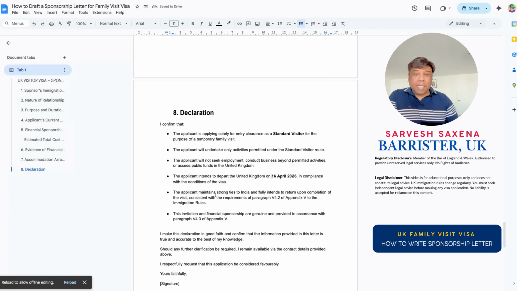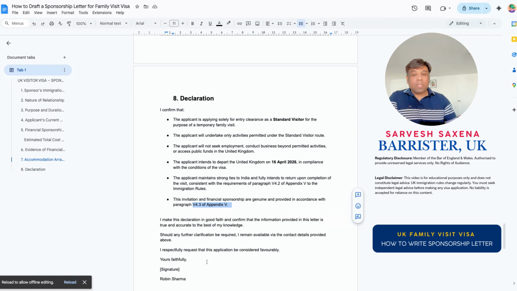The applicant maintains strong ties to India and fully intends to return upon the completion of the visit, consistent with the requirements of V4.2. The invitation and financial sponsorship are genuine and provided in accordance with V4.3. I make this declaration in good faith, confirm that the information provided in this letter is true and accurate to the best of my knowledge, and then you sign this letter.